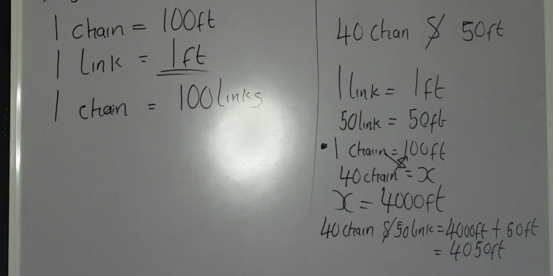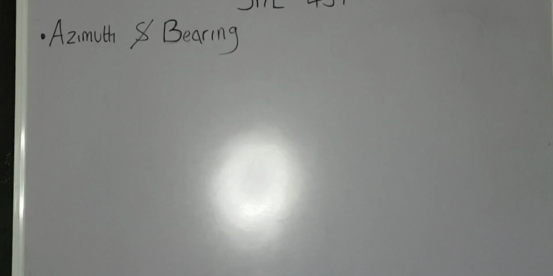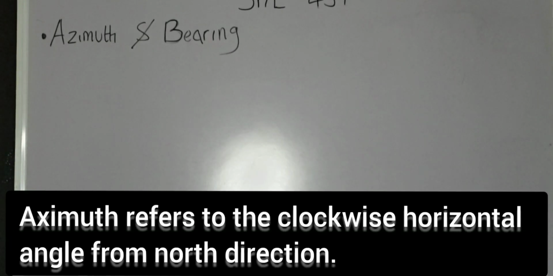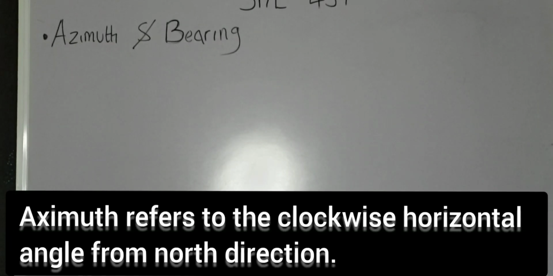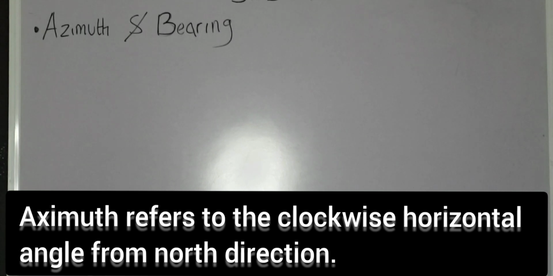You understand? So now another concept that I want us to talk about in this course is the concept of azimuth and bearing. What do we understand by azimuth? Azimuth refers to the clockwise horizontal angle from north direction. I want to write that. Azimuth refers to clockwise horizontal angle from north direction.